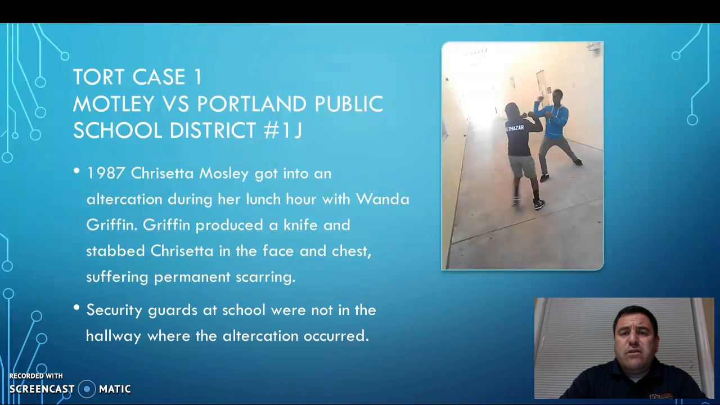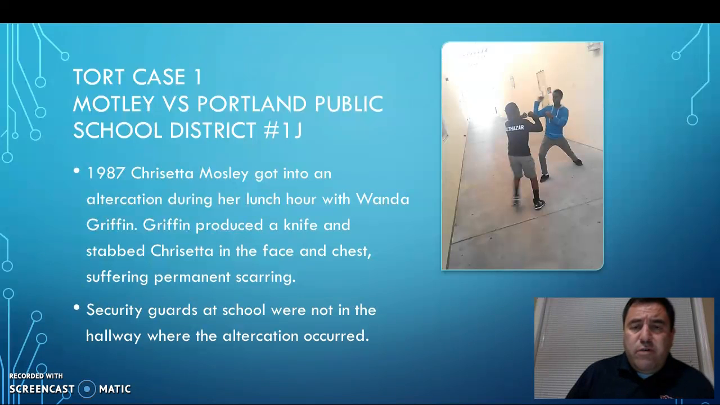Apparently the fight was in the hallway, and during the fight, she took out a knife and stabbed Chrisetta in the face and the chest, and she had permanent scarring. There were security guards at the school, but they were not in the hallway when the altercation occurred. The Portland School District actually won this one, okay?